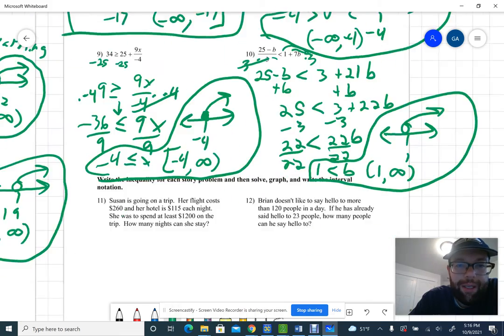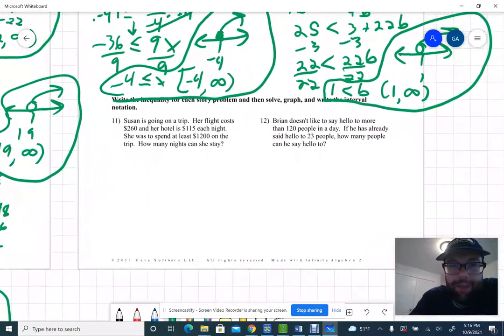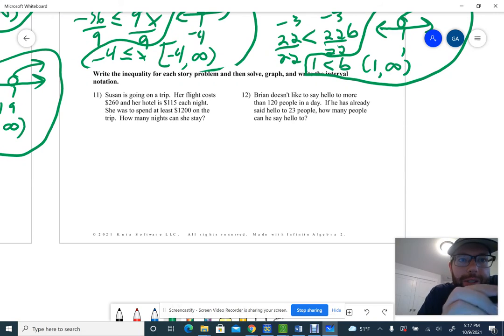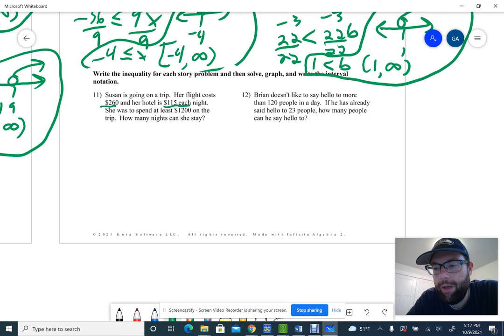Okay. Now, on this last section, these are level 4 questions, right? So we are writing an inequality for each story problem and then solve and graph and write the interval notation. So Susan is going on a trip. Her flight costs $260. Her hotel is $115 each night. Remember, each is a key word. Each means it's going to be multiplying by your variable, right? Most likely. Not every time, but most likely. Each, per, every, a, like all those things. That's implying that it's going to multiply with your variable.